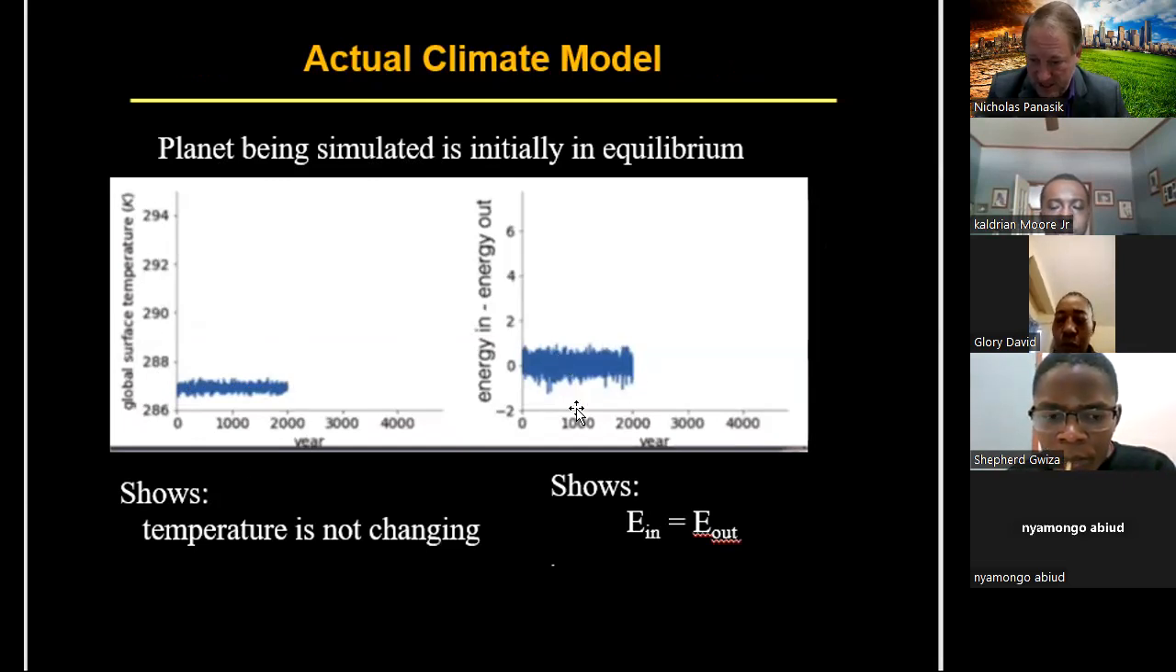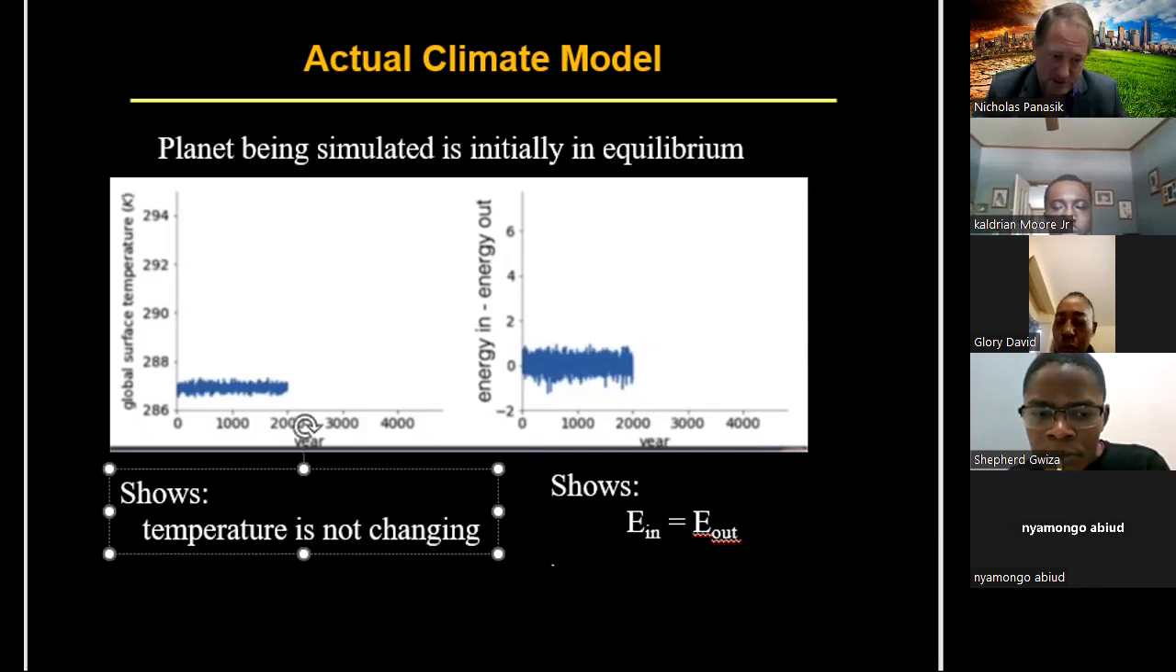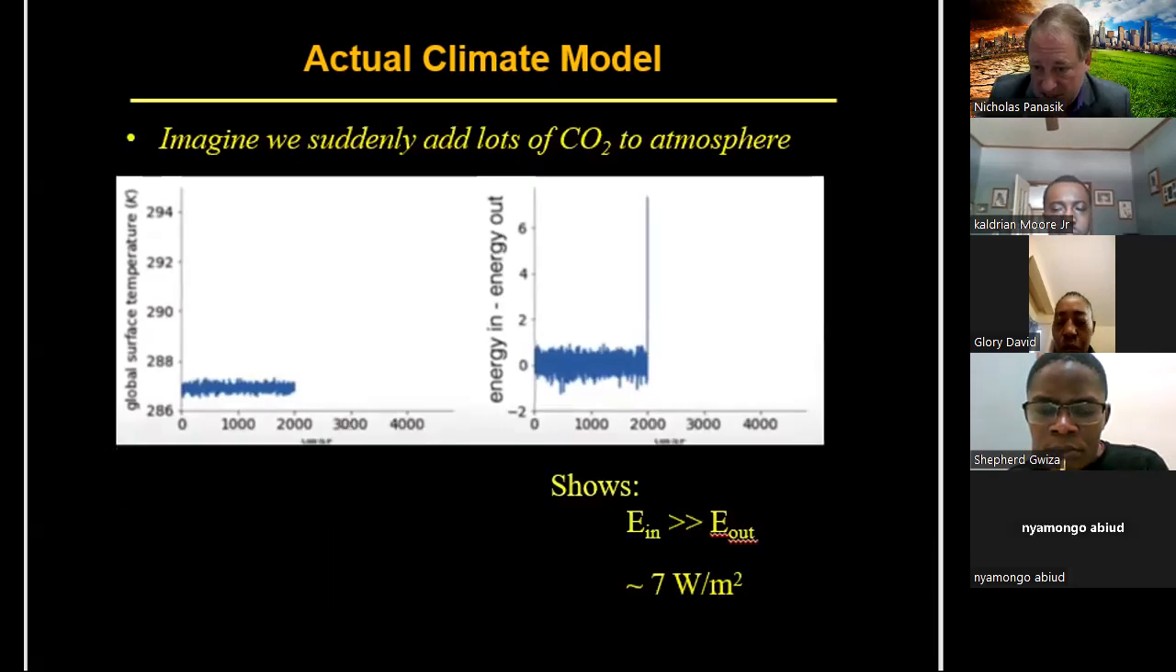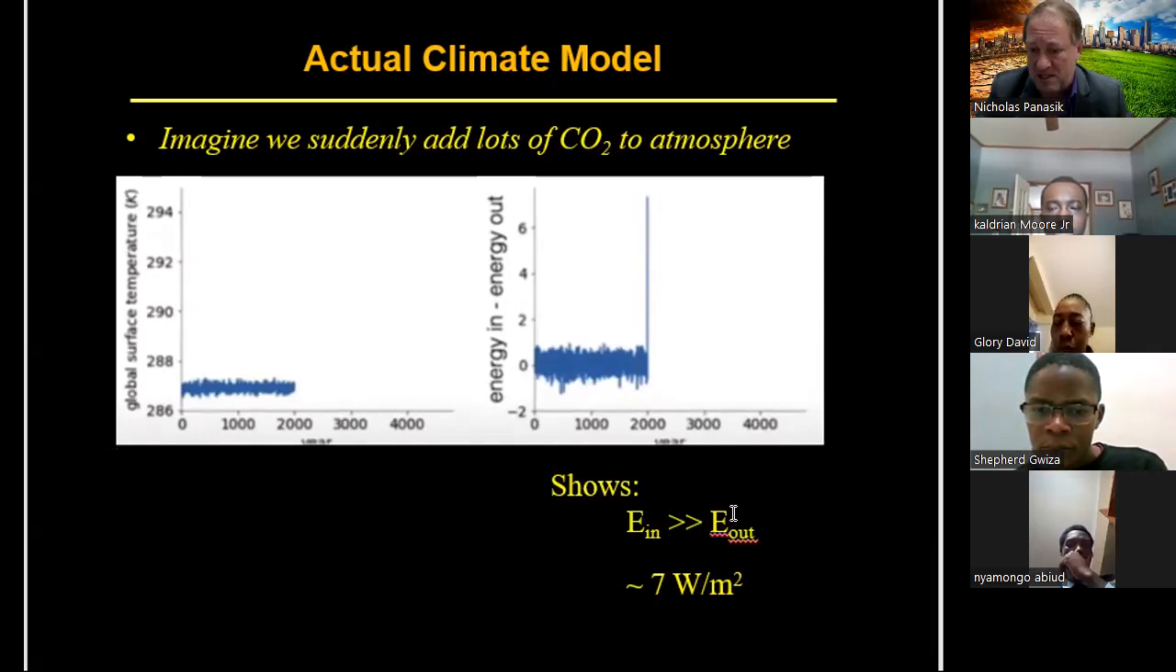Same thing with energy in equals energy out. It's initially in equilibrium, so that's true. And so our temperature isn't changing. Now, we suddenly add lots of CO2 to the atmosphere. That's like creating a layer to the planet. And so now, if you look at the energy in versus energy out, subtract the two, you can see there's a big energy imbalance to the tune of about 7 watts per meter squared. And it's a sudden shift. Okay.